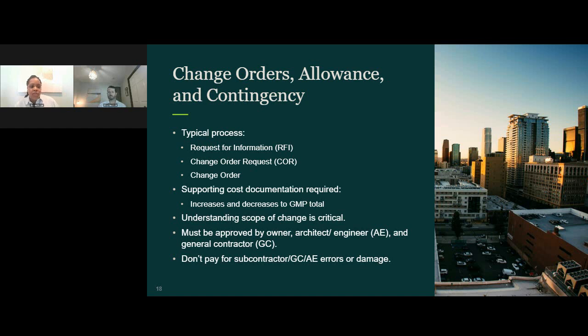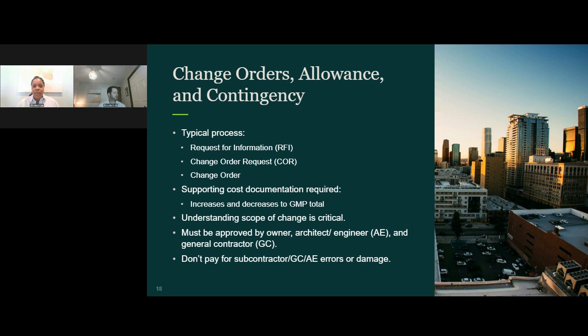Perfect. So change orders, allowance usage, contingency usage, these are some of the most critical components of any project. From a contract standpoint, what we always like to see is a very clearly defined process. So, going from RFIs to change order requests to proposed changes to inclusion within a prime contract change order. I'll even throw in submittals to the extent that they impact the change process.